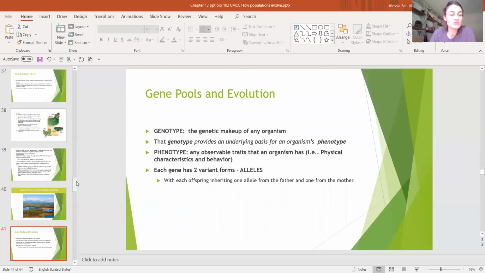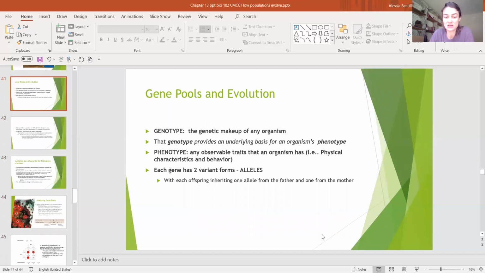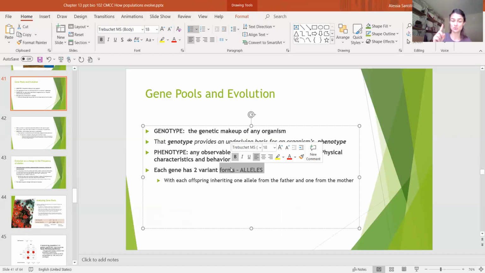Okay, so moving on to gene pools and evolution. Remember, these are just a couple of reminders. Genotype is just the genetic makeup. It's just what your genes say of the organism. And this genetic makeup, this DNA, is going to be the underlying basis for the phenotype. Phenotype, remember, starts with ph, so it talks about physical characteristics and kind of behavioral characteristics as well. So the genotype dictates the phenotype. And remember, the genotype is based on the genetic makeup, which is always two alleles. There's always two alleles to one gene.